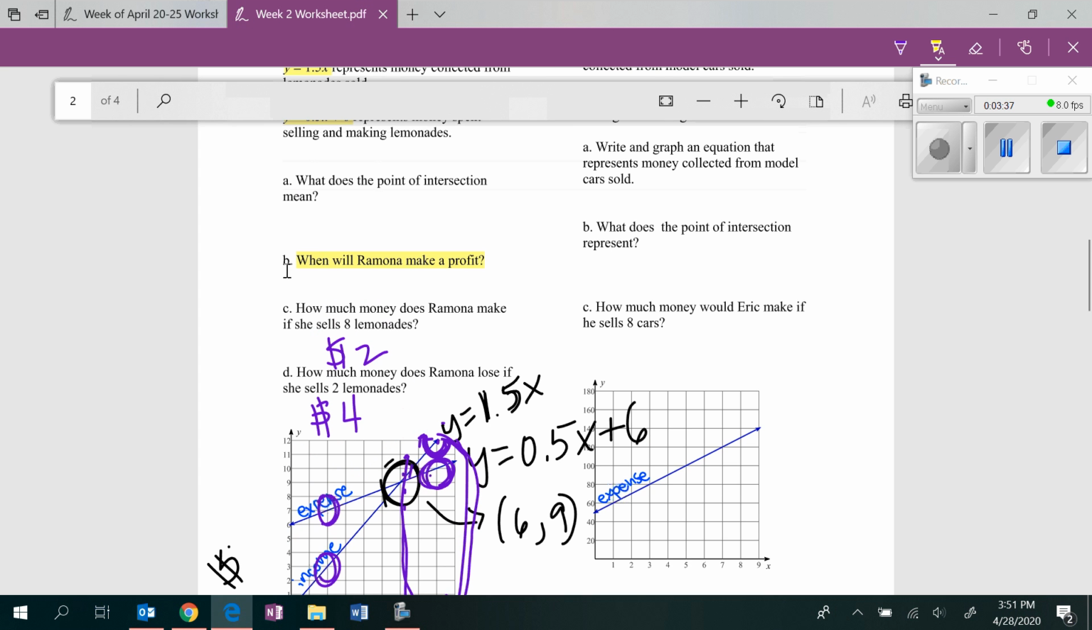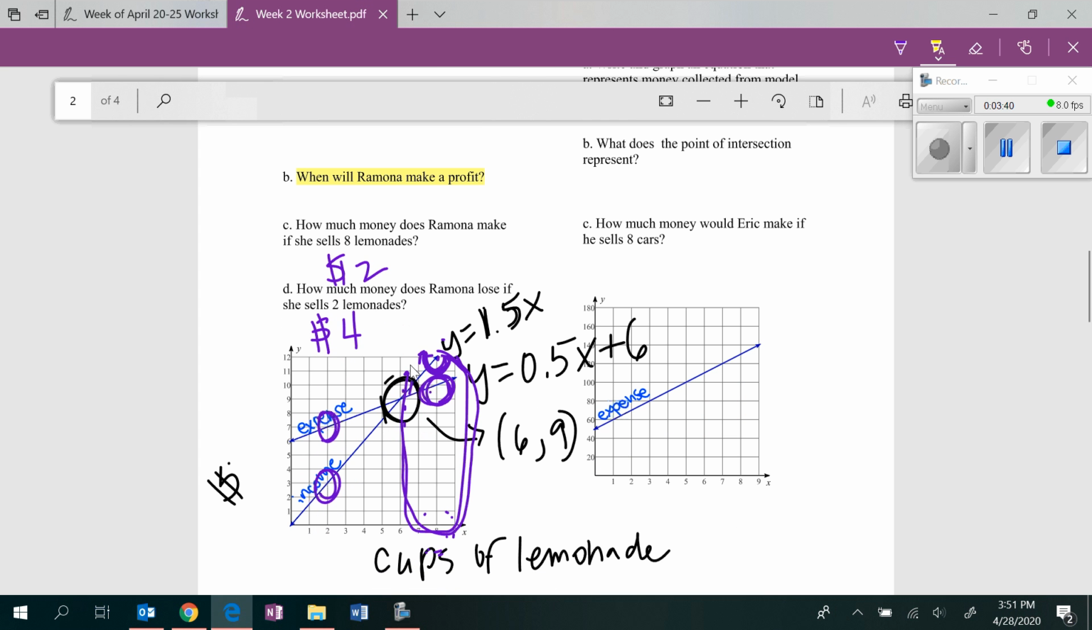Part B says, where is Ramona going to make a profit? We circled this purple part because everywhere the income graph goes above my expense line is where she's making a profit. How much money does Ramona make if she sells 8 lemonades? If you look at 8 cups of lemonade and your expense line, it's going to cost her $10 to make 8 cups, but she's going to make $12 back. So if we take the difference between 12 and 10, she's really only making a profit of $2.